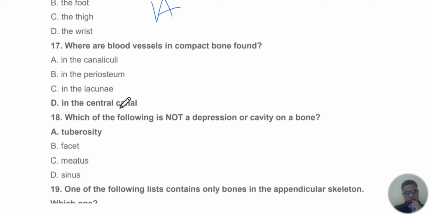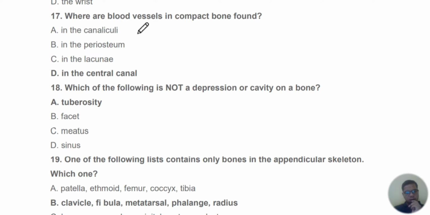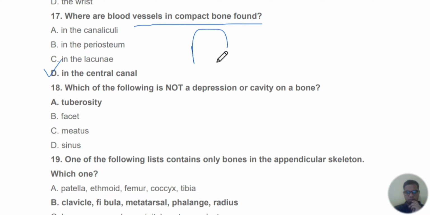Next is 17 question number. Where are the blood vessels in compact bone found? The answer is D, in the central canal.